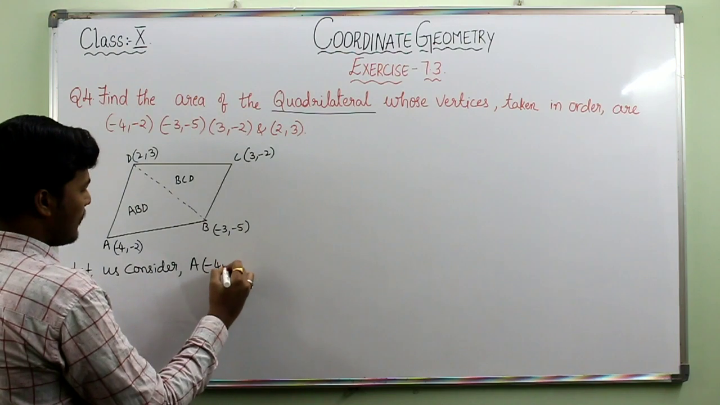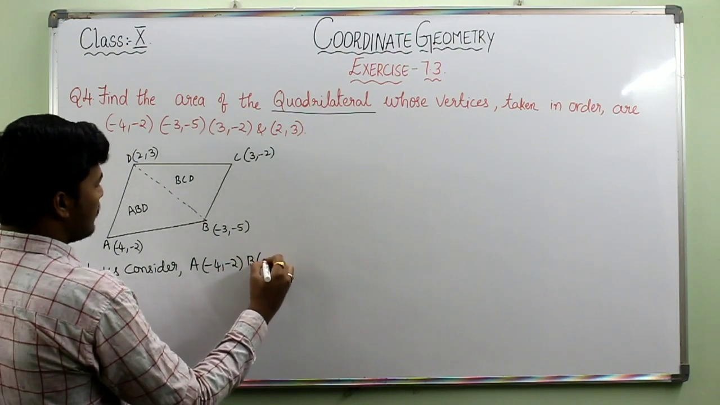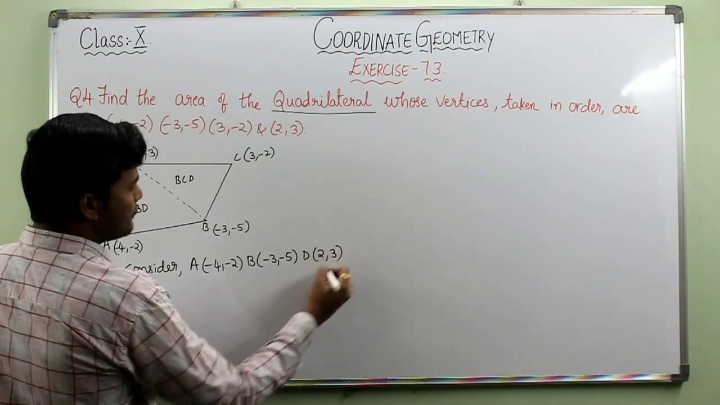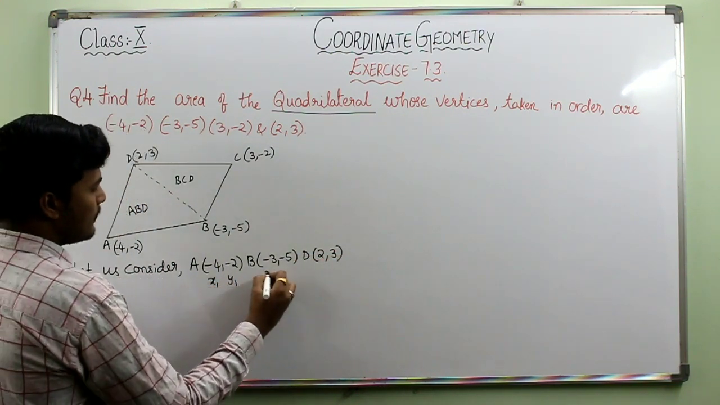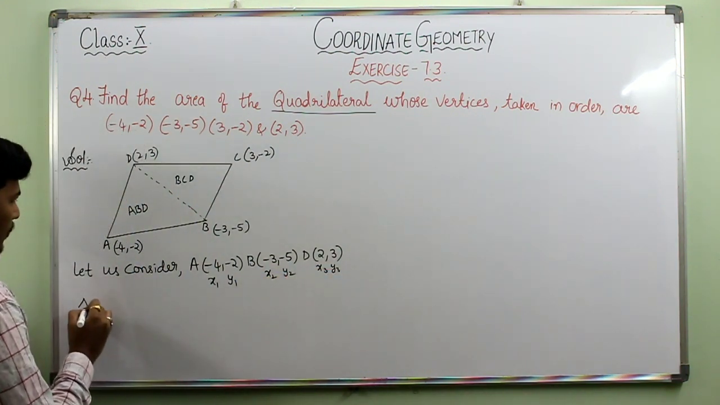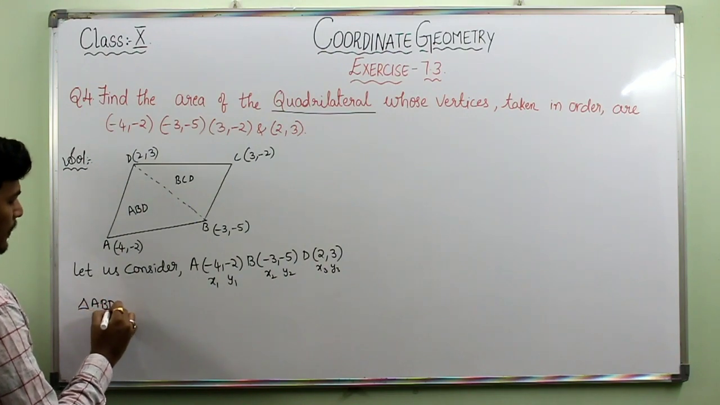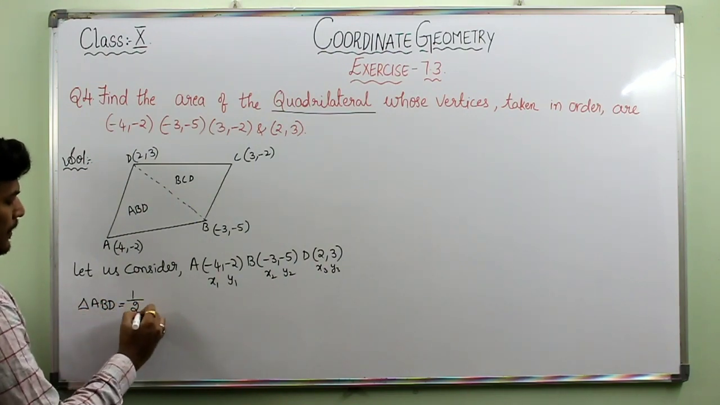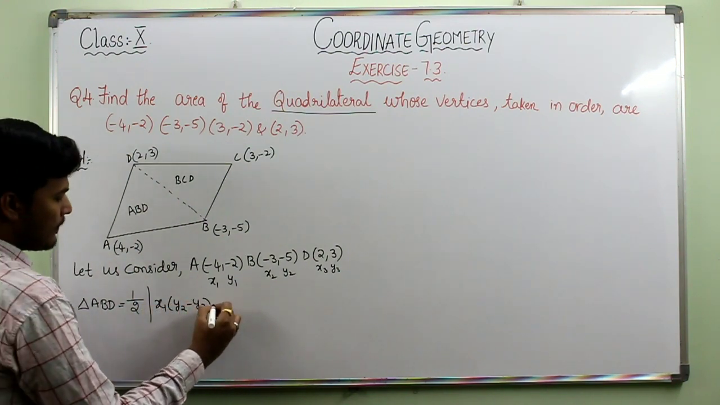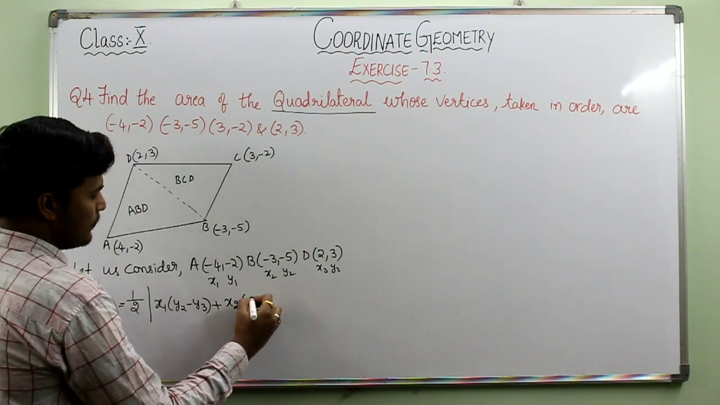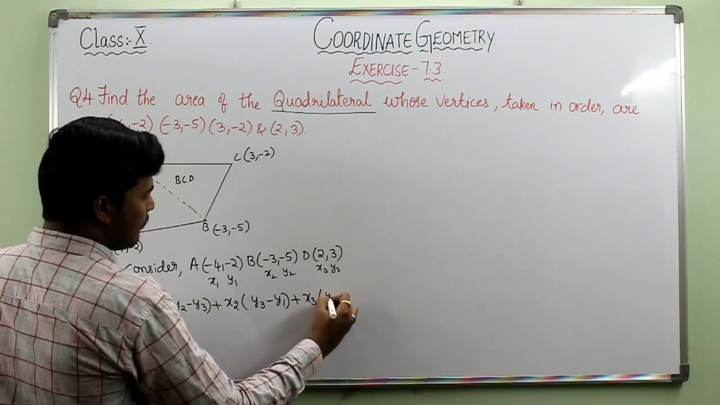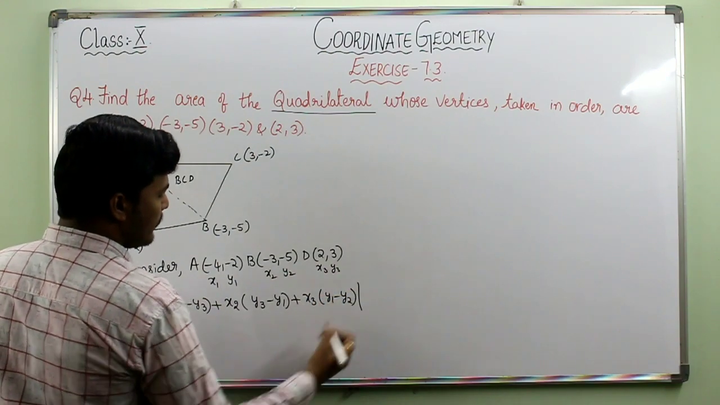Okay, so first let us consider A, that is (-4, -2), and B (-3, -5) and D is (2, 3). Okay, these are x1 y1, x2 y2 and x3 y3. So now the area of triangle ABD is equal to, the formula is half modulus of x1 into (y2 minus y3) plus x2 into (y3 minus y1) plus x3 into (y1 minus y2) units.